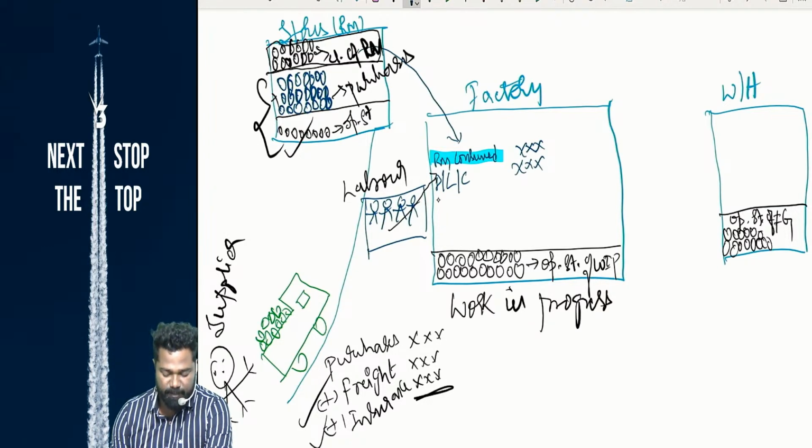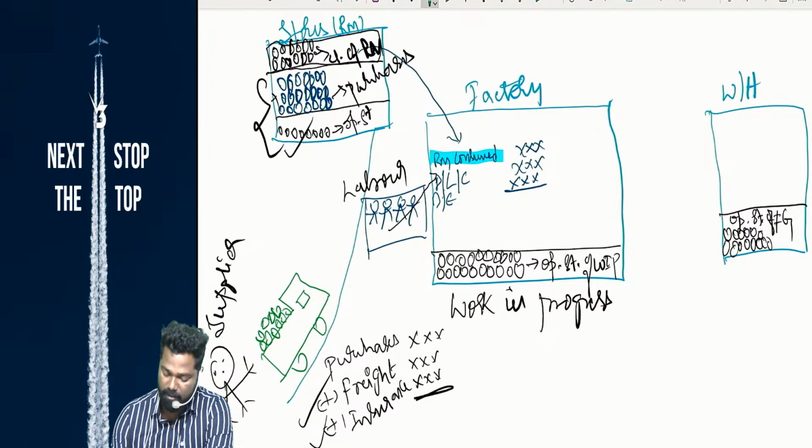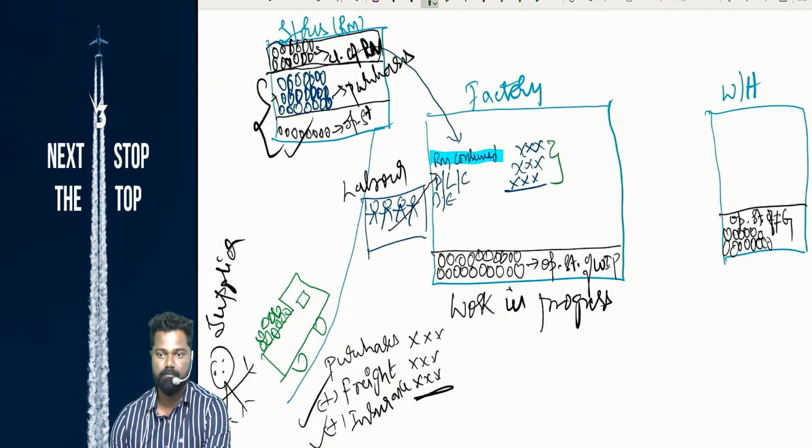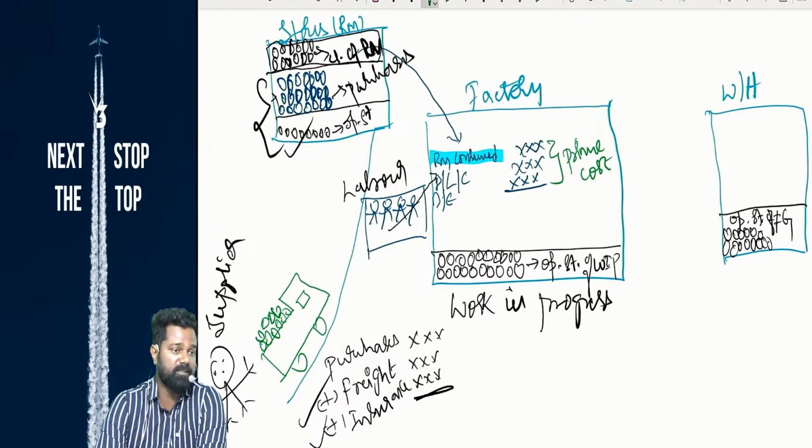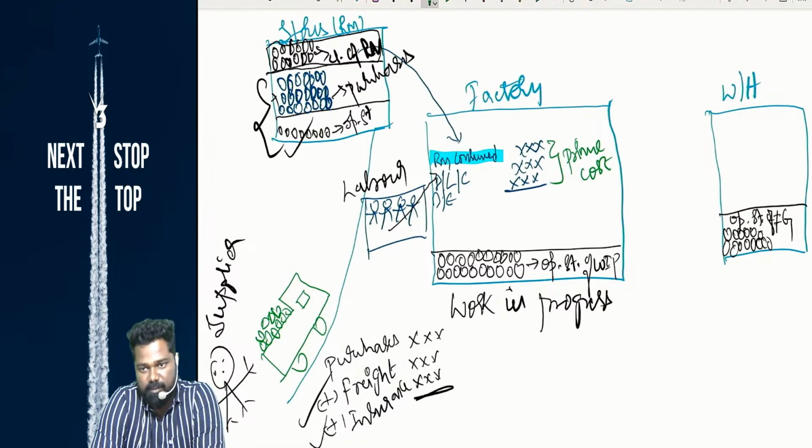If there are any other expenses, those also get added, called as what? Direct expenses. All these three together are called as what? Prime cost. All these three together are called prime cost. Any doubt up to this point?